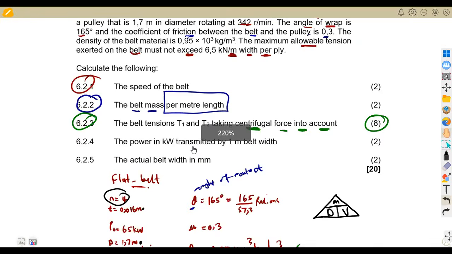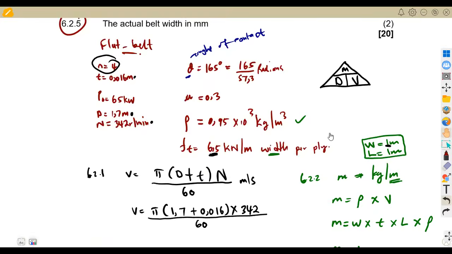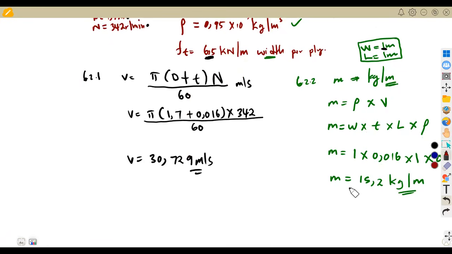Then we've got the actual belt width in millimeters. Now they want us to calculate the actual belt width in millimeters. Remember, we calculated the power that is transmitted by the belt, and we have the actual power in this case, which is 65 kilowatts. There's power transmitted before, and there's power transmitted due to the width. So this can give us the actual width, which is simply given by the formula: the power over the power per meter.